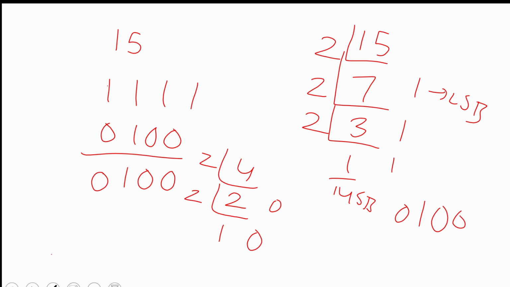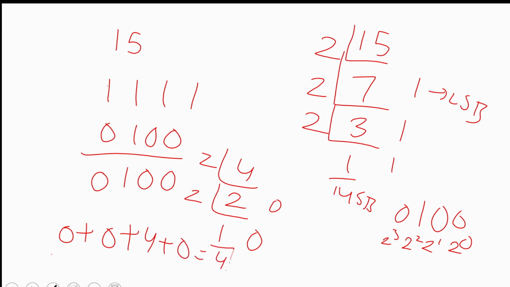How can you verify it? This one's weight is 2 to the power 0, this one's weight is 2 to the power 1, this one's weight is 2 to the power 2, this one's weight is 2 to the power 3. Now everything you multiply with 0, you will get 0 only. So 0 into 2 to the power 0 will be 0. 0 into 2 to the power 1 is 0. 1 into 2 to the power 2 will be 4. 0 into 2 to the power 3, 0. So you will get 4 only.